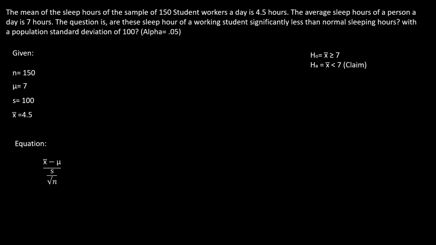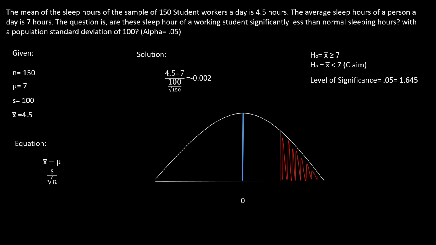To find the t-score, we must subtract the mean from the sample mean. The difference will be divided by the quotient of the standard deviation to the square root of the sample size. The level of significance is 0.05. If we convert it to a t-score, we would get 1.645. By substituting, we have come up with an answer of negative 0.002. In the graph, we can see that the plotted t-score is not in the rejection region. Therefore, we have accepted the claim and rejected the null.